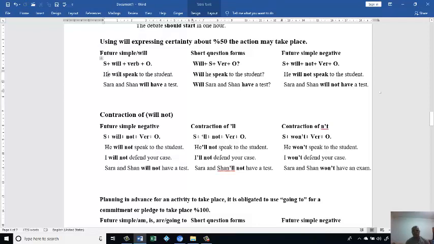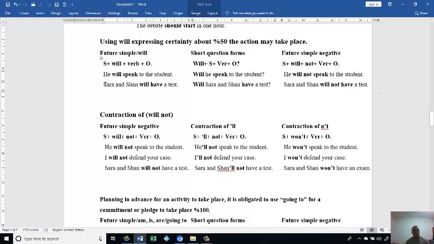We simply take "will," the auxiliary verb, and place it in front of the subject. Will he speak to the student? Then you put a question mark. If we make a negative, it's easy. Just put "not" after the auxiliary verb "will." Then we say, he will not speak to the student.